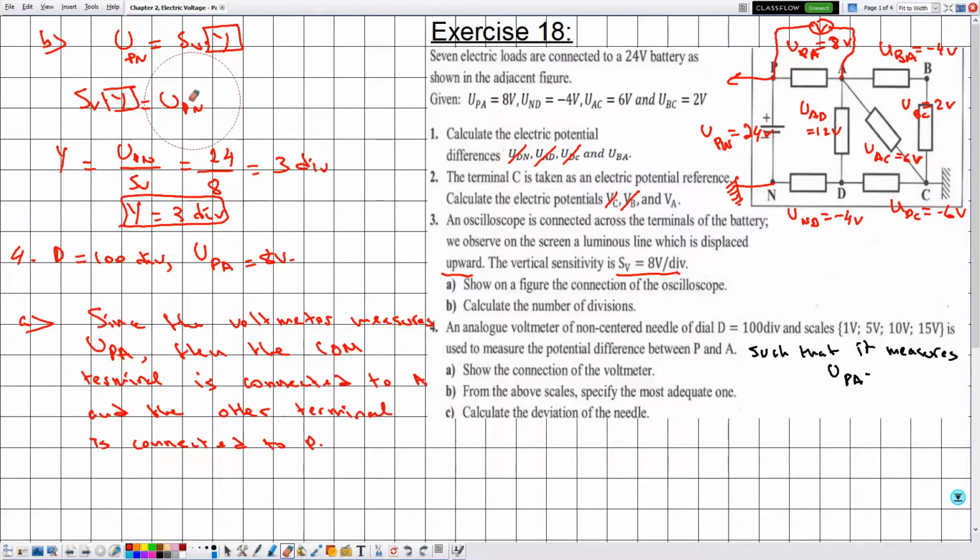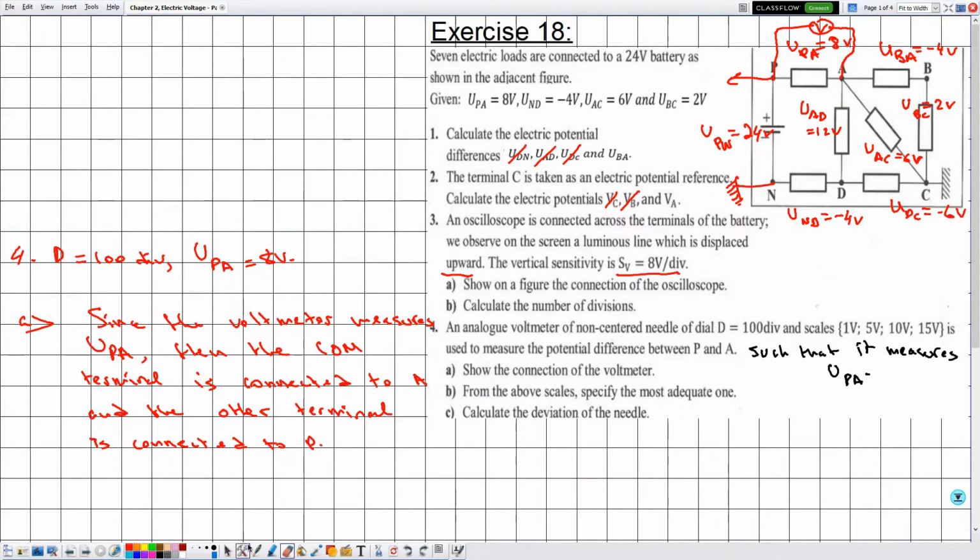Now in part B, they are telling me from the above scales, specify the most adequate one. Adequate means convenient, and this can always be done by referring to the definition of the convenient scale. So let me write it here. The most convenient scale is the one having a value slightly greater than the one to be measured.